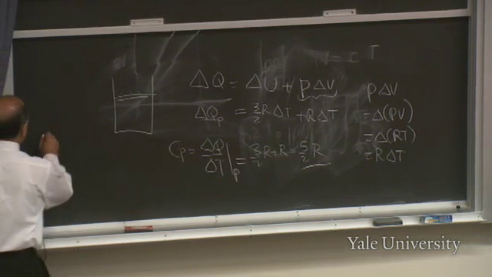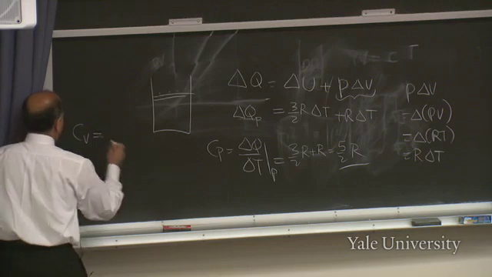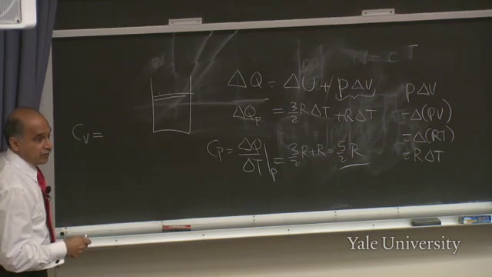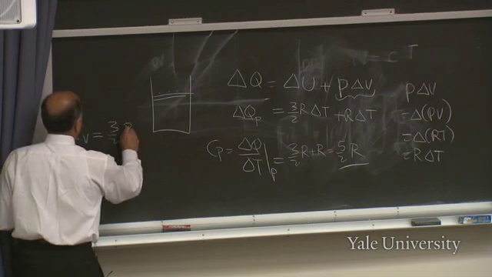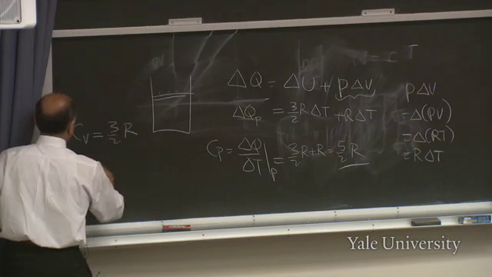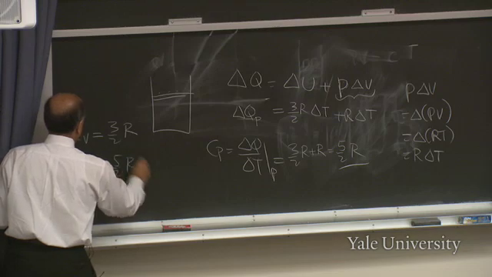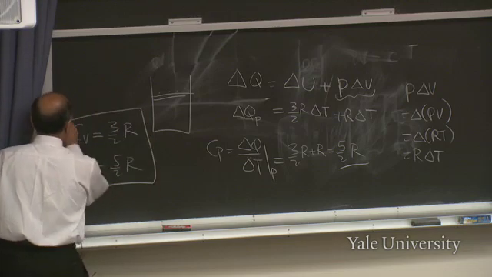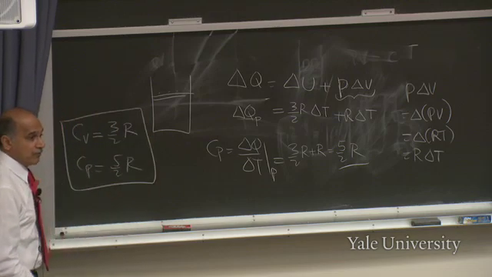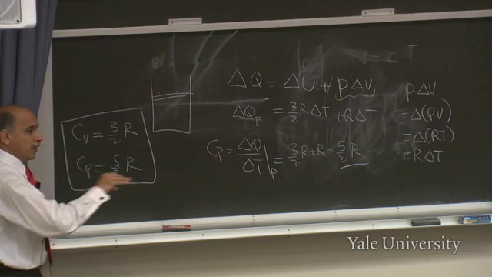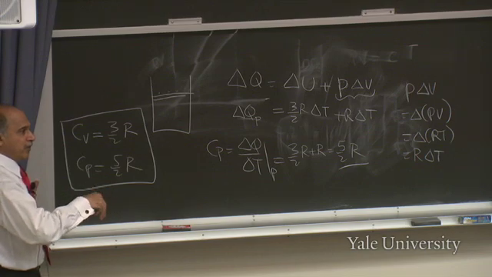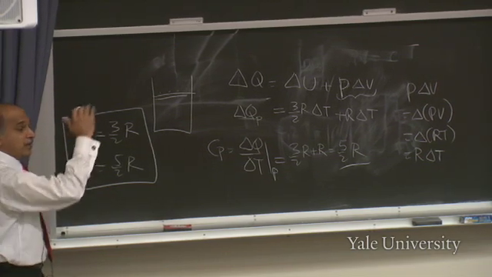If the volume cannot change, then the change in the heat you put in goes directly to internal energy from the first law of thermodynamics. That gives you a specific heat of 3 over 2 R. If the pressure cannot change, you get 5 over 2 R. You can see Cp is bigger than Cv, because when you let the piston expand, then not all the heat is going to heat the gas. Some of it is dissipated on top by working against the atmosphere.